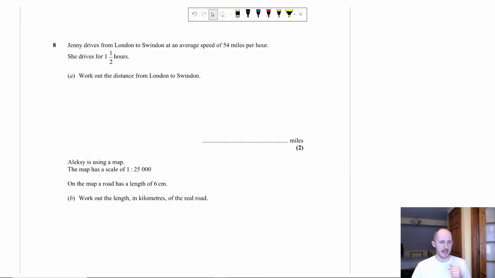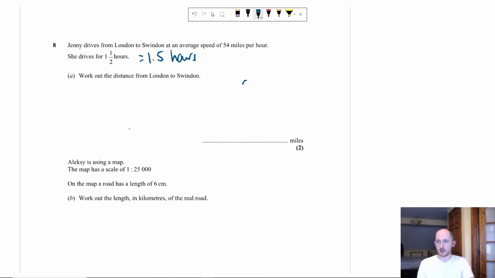For question number 8, we have Jenny drives from London to Swindon at an average speed of 54 miles an hour. She drives for 1.5 hours. Work out the distance from London to Swindon. So again, it takes her 1.5 hours to go from London to Swindon at an average speed of 54 miles an hour. Therefore, we need to work out the distance she travelled. Now, 1.5 hours is equal to 1 and a half hours, right? Because a half is 0.5.